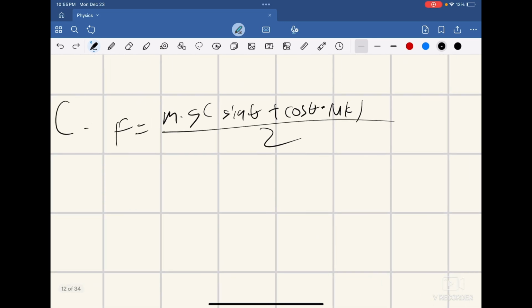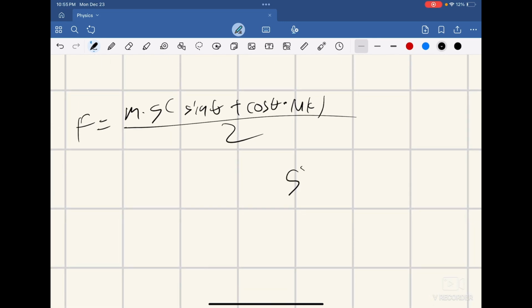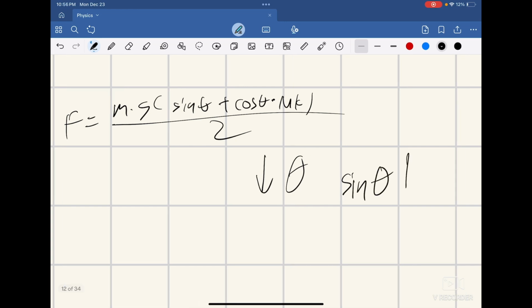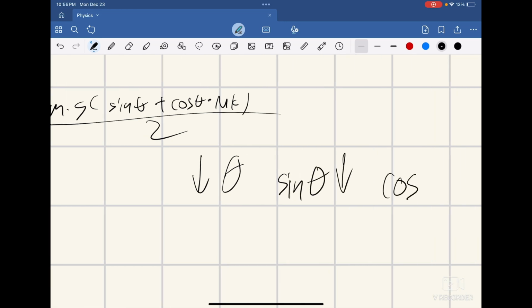So, if theta decreases, what would happen to sine theta and cosine theta? Sine theta decreases, but cosine theta increases, right? What would happen, though, is that cosine theta times mu k is always going to be less than sine theta.